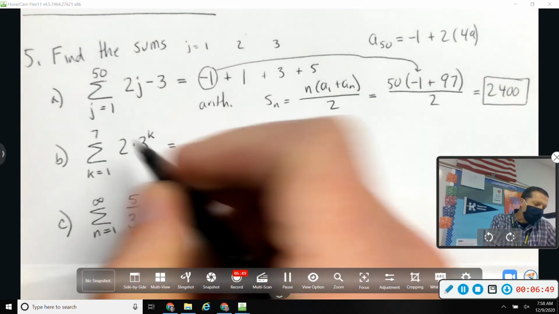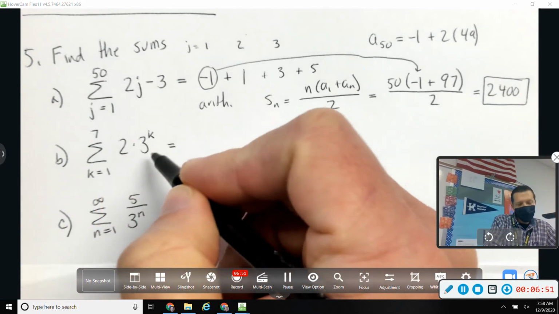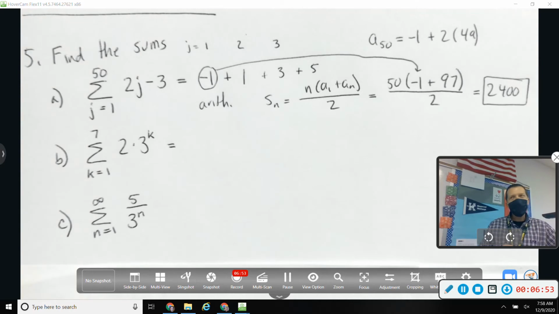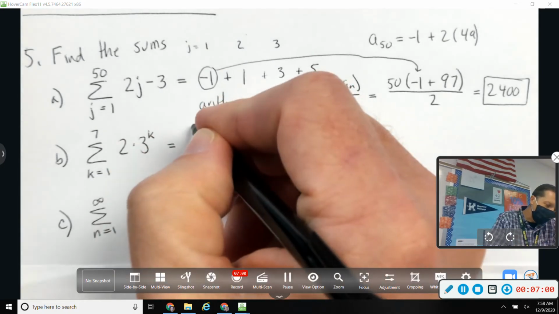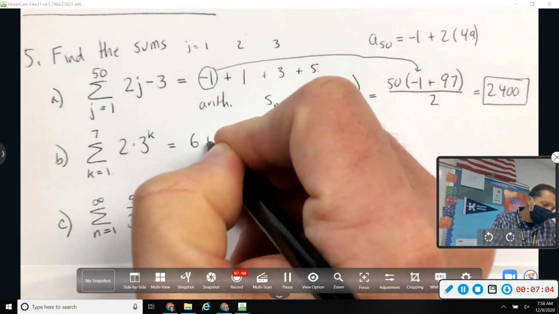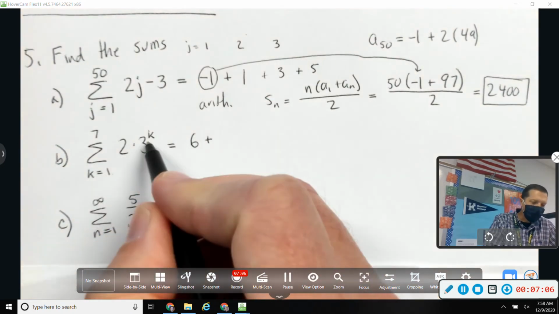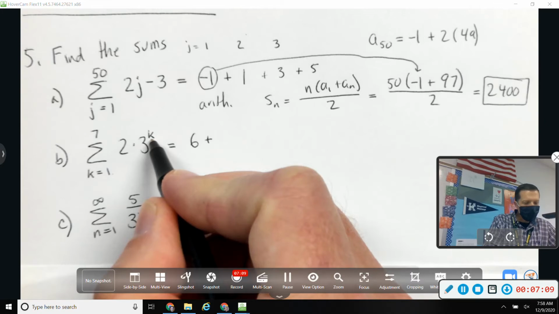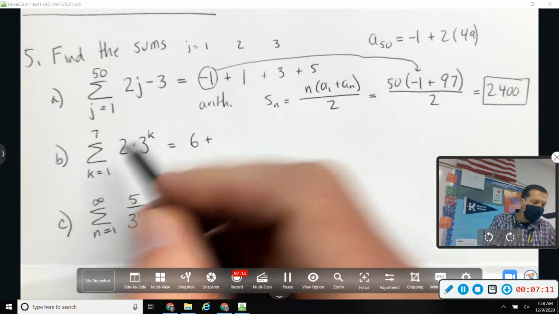Number 2. Again, if you've done enough of these, you can look at that and recognize what type of formula that is, and maybe even what R is. But if you're still struggling through them, then write out the first few terms. If K is 1, 2 times 3 is 6. If K is 2, 3 squared would be 9. 9 times 2 is 18.